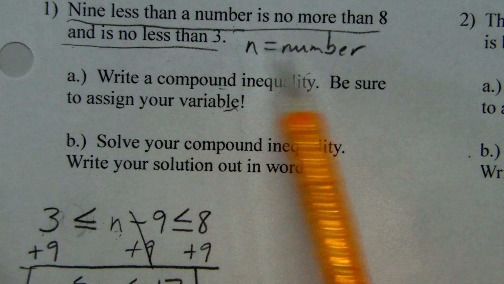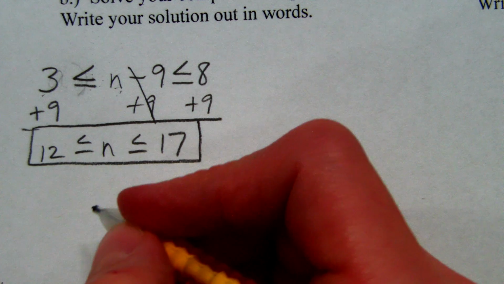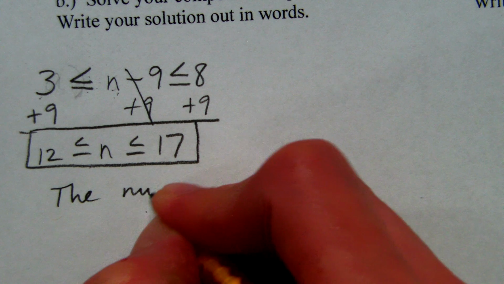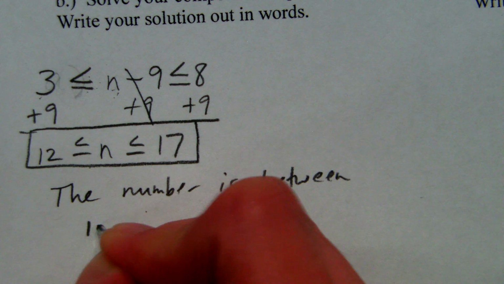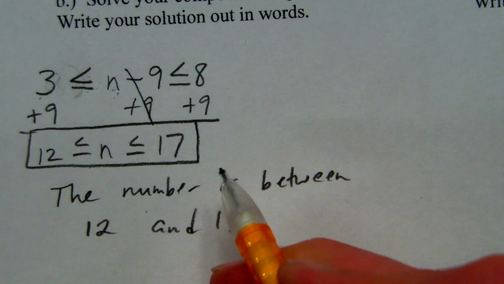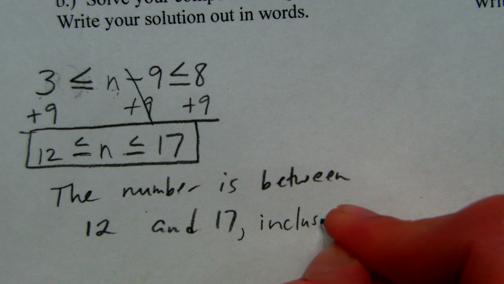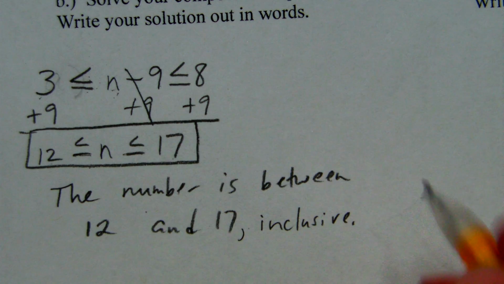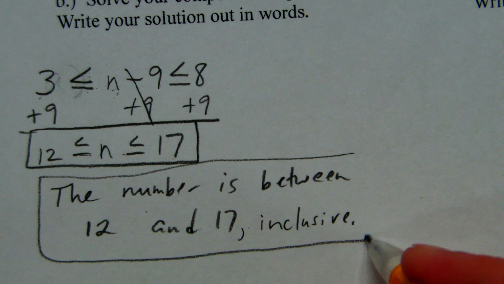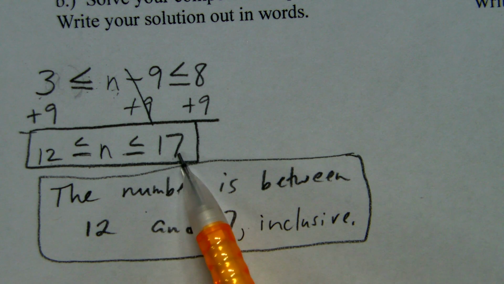So if we go back, we're looking for basically that n is a number. And so we would say that the number is between 12 and 17. And somehow we have to talk about those equal to signs. And so there's a fancy way to do that. You say inclusive, which means that we're including the 12 and we're including the 17. It gets a little trickier if you're only including one and not the other, but that's how we can say that nicely.